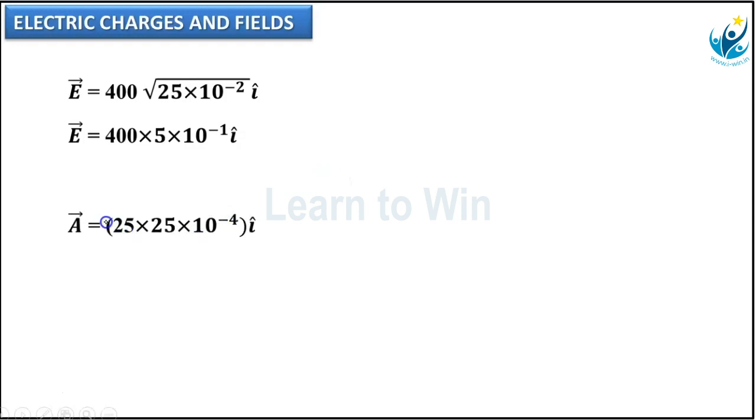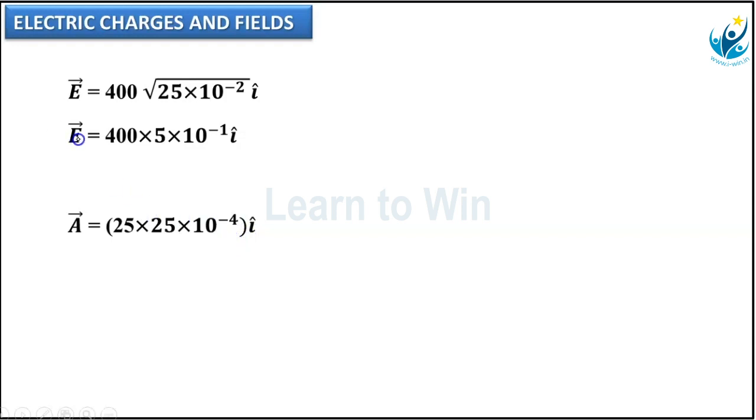Next, the area vector A bar is equal to length into breadth. 25 into 25, centimeter into centimeter, converts into meter: 10 power minus 2, 10 power minus 2, that is 10 power minus 4 i cap.